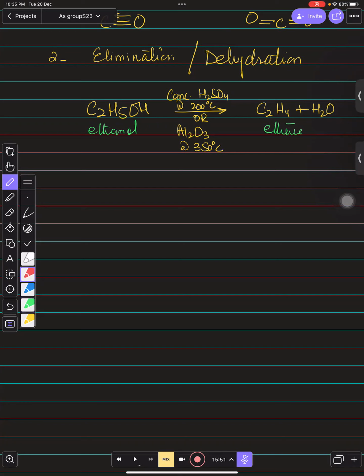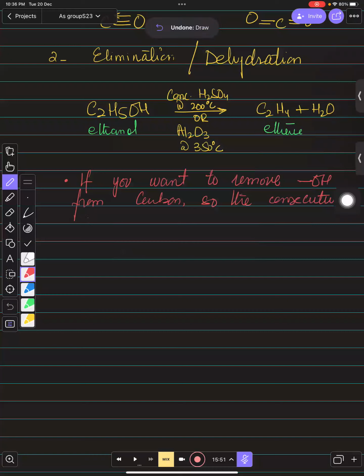You must need to remember this thing, that if you want to remove OH from carbon, so the consecutive carbon should have individual H. This is the very important thing for the removal. अगर ऐसा ना हुआ तो फिर आपके पास रिमूवल मुश्किल हो जाता है.